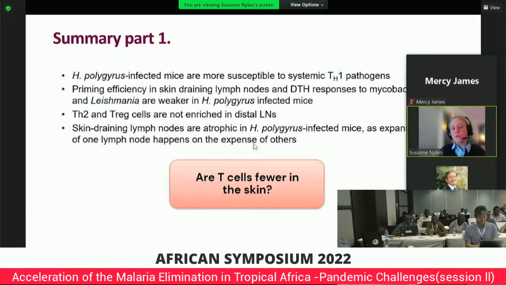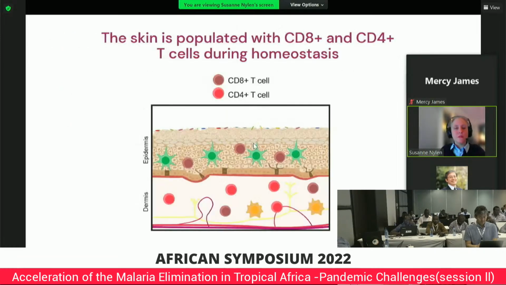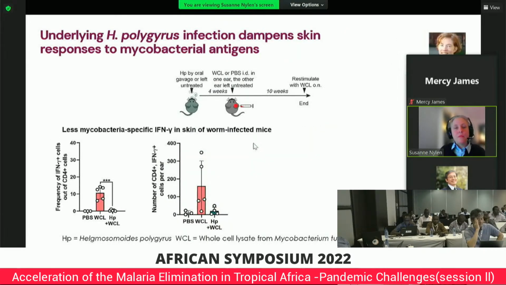And the skin is an organ that is normally populated with immune cells. We find both CD4 and CD8 cells. As I showed you before, underlying H. polygyrus worm infection dampens the skin responses to mycobacterial antigen.